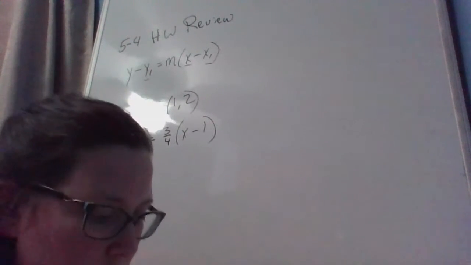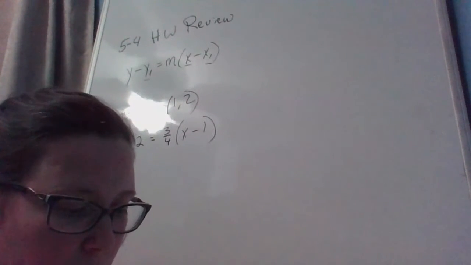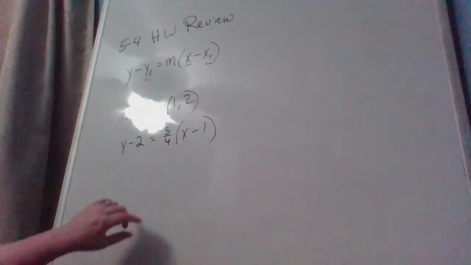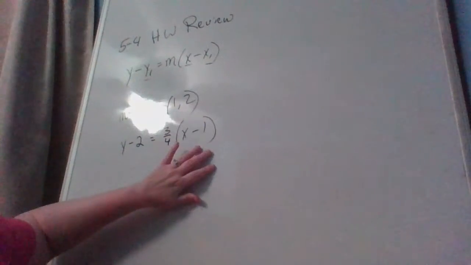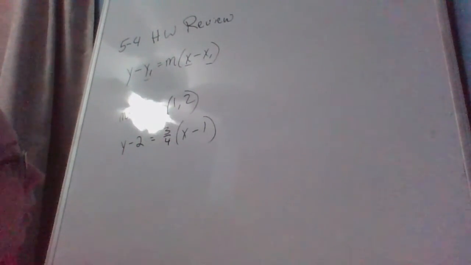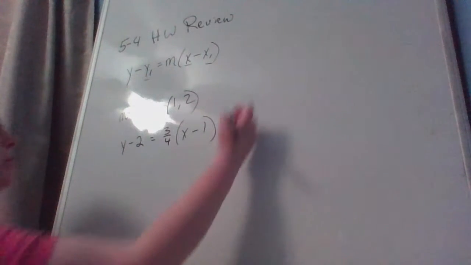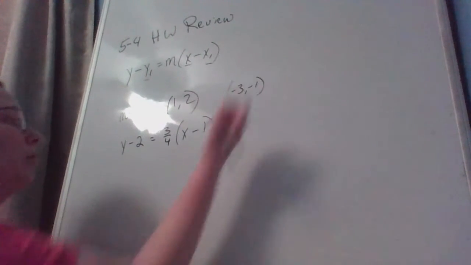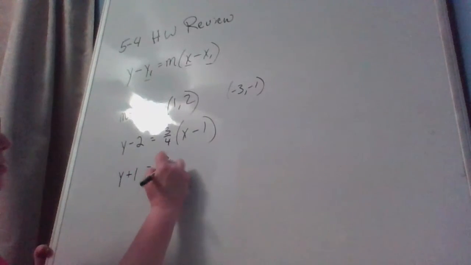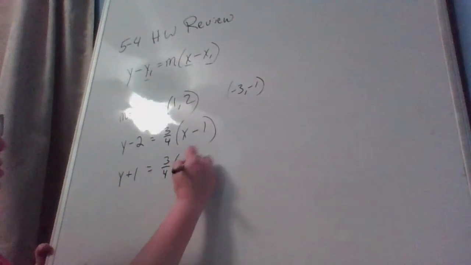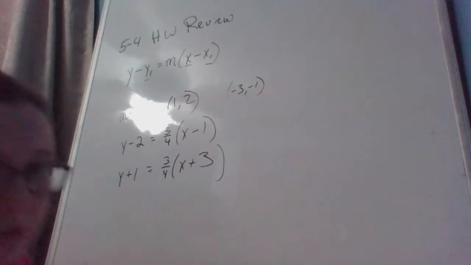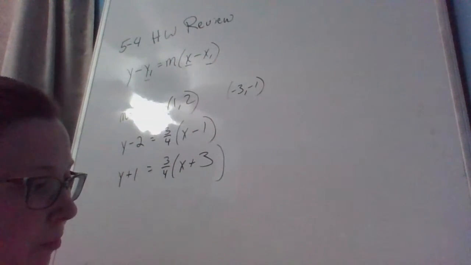You could have used the other point that they gave you, which was -3, -1. That would be fine. The -3 would go in for your x, and the -1 would go in for your y, making it y plus 1 equals 3/4 times x plus 3. You could also have this equation. Either equation is fine. They're mathematically equivalent.